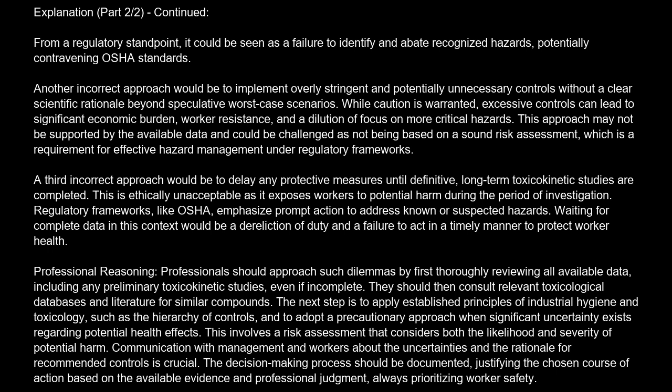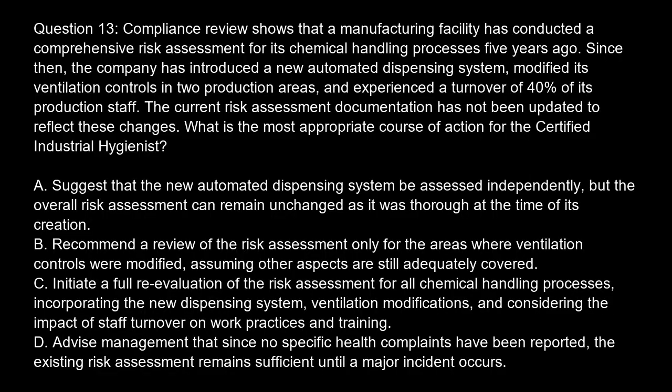This involves a risk assessment that considers both the likelihood and severity of potential harm. Communication with management and workers about the uncertainties, and the rationale for recommended controls, is crucial. The decision-making process should be documented, justifying the chosen course of action based on the available evidence and professional judgment, always prioritizing worker safety.